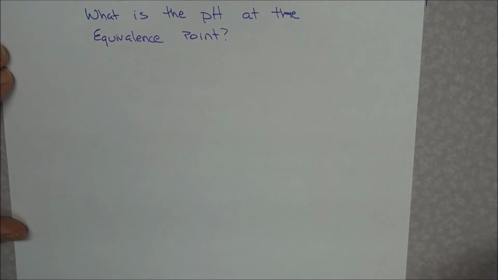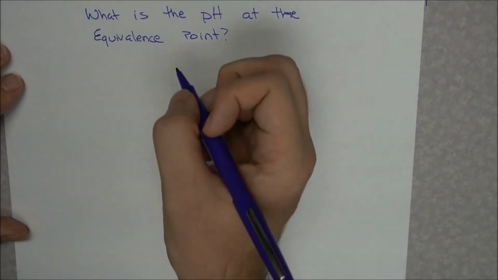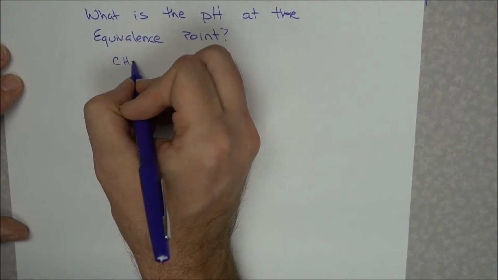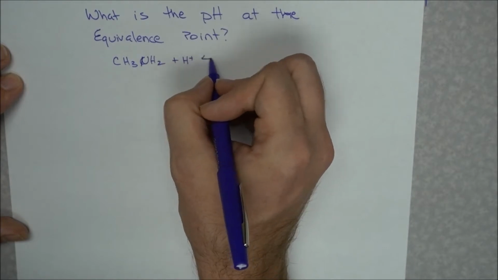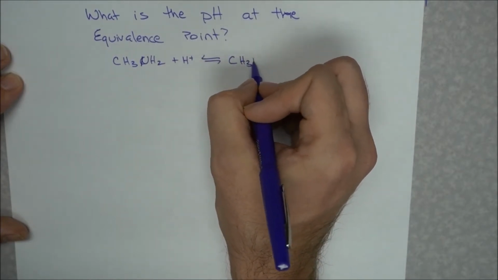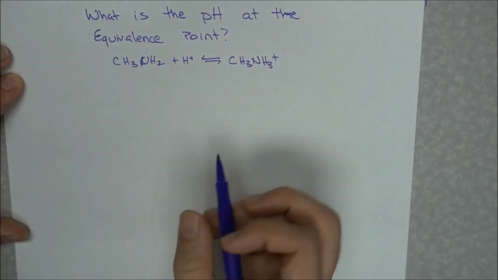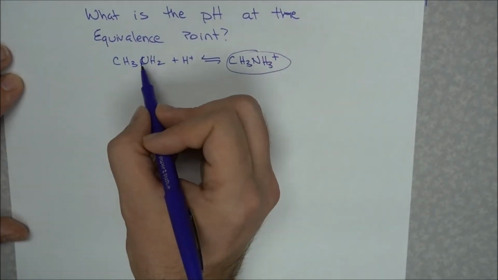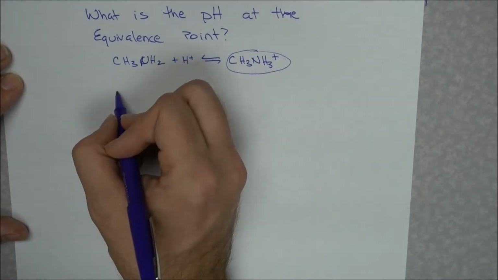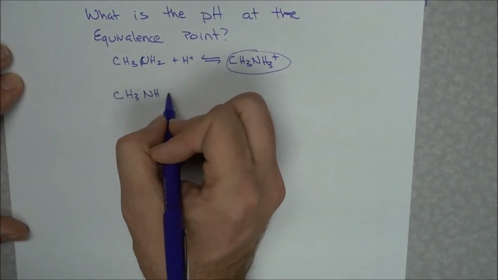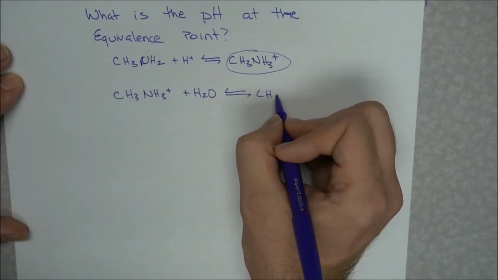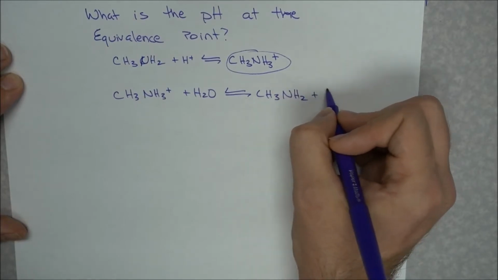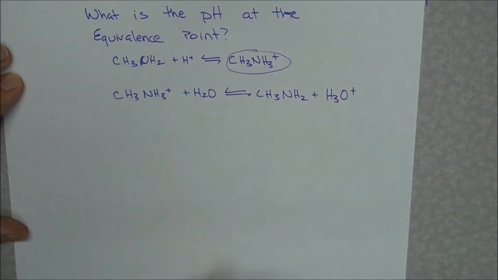So now the question is, what is the pH at the equivalence point? Let's remember, if this is what we were starting with, this is our methylamine, NH2, and we were adding H plus to it, then we've made our cation on this side. And at the equivalence point, this is all we have. We've run out of this. So our actual equilibrium is looking a little more like this. Okay, and we're going to try and get the concentration of this to get our pH.